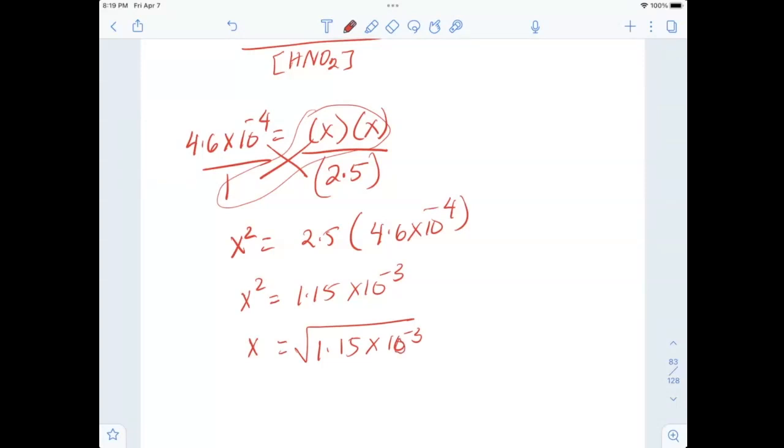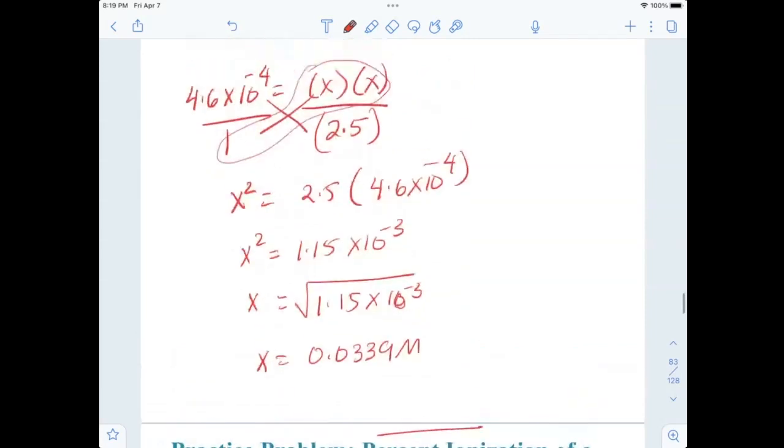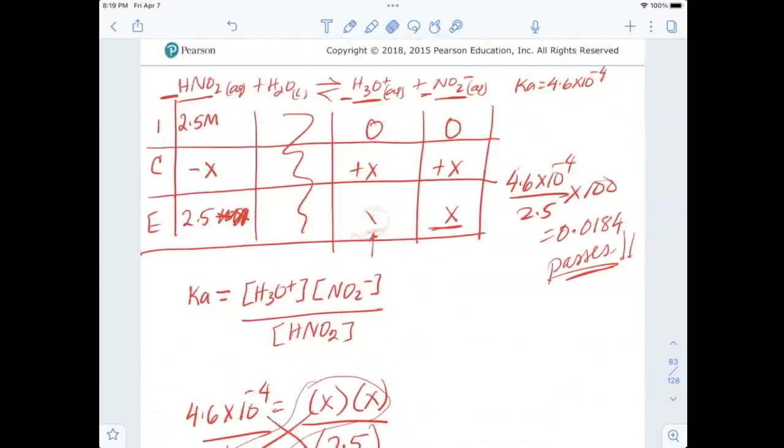So where's the square root of that? Square root of my answer equal. So x is equal to 0.0339 molar. Okay, they wanted the percent. So when I go back here and I plug this in here, oh, I ruined it. I'll put it back. 0.039. Oh, there's two threes. Hold on. 0.0339, right?